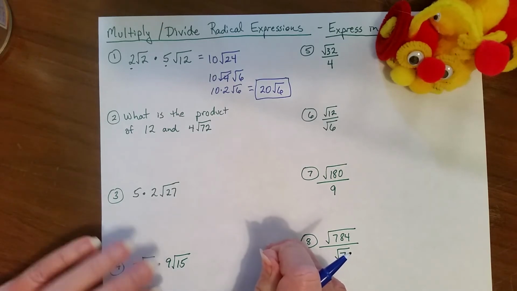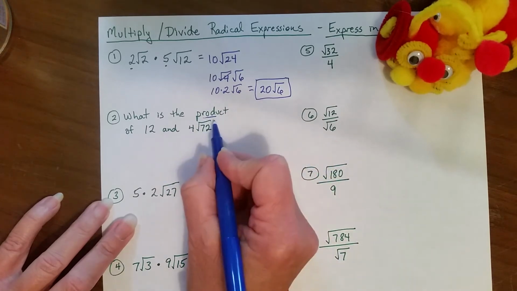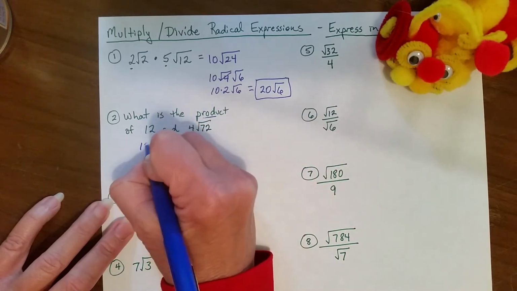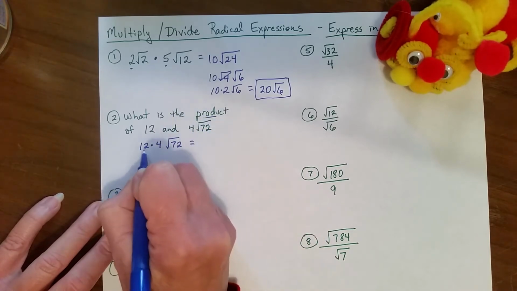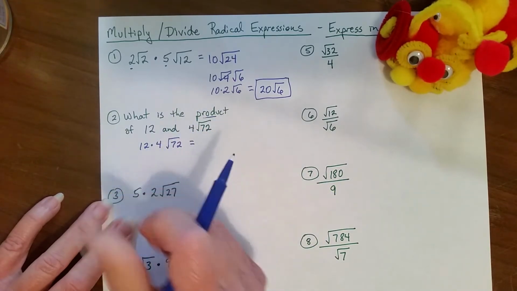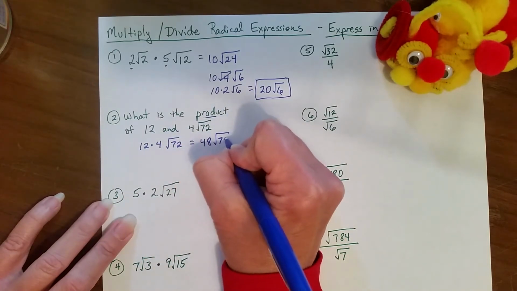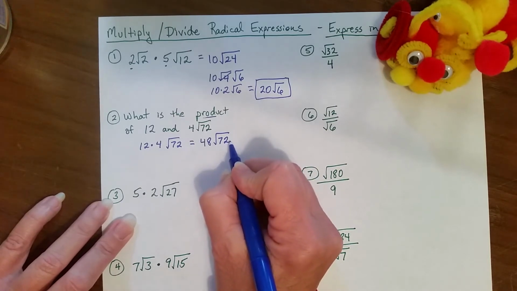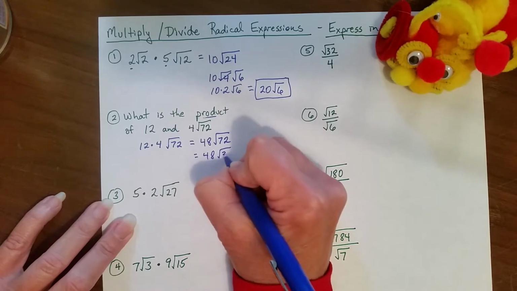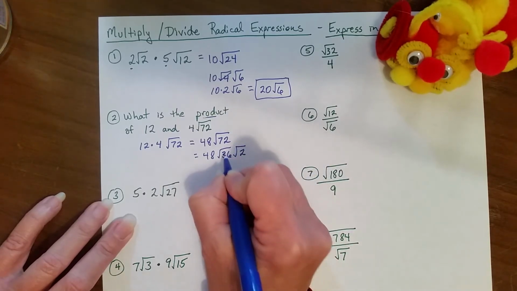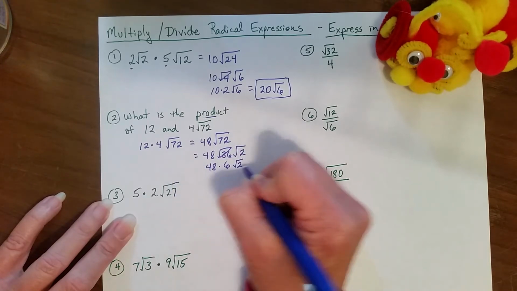Okay, the next one, they might say, what is the product? Okay, they want you to remember that product means multiply. So I'm going to take 12 times 4 root 72. Okay, 12 and 4 are both outside of the radical. So 12 times 4 is 48 root 72. Now I know 72 can be split up as 36 times 2. So that's 48, 36 times 2. Square root of 36 is 6. So I have 48 times 6 root 2.